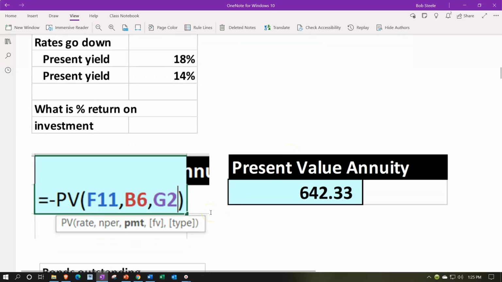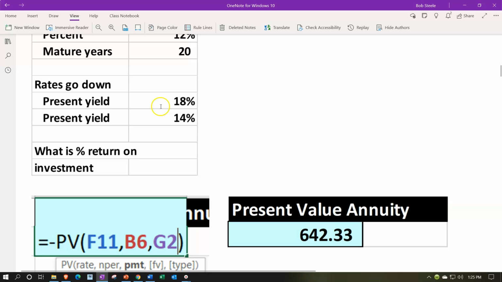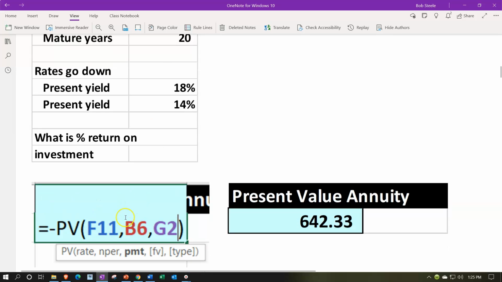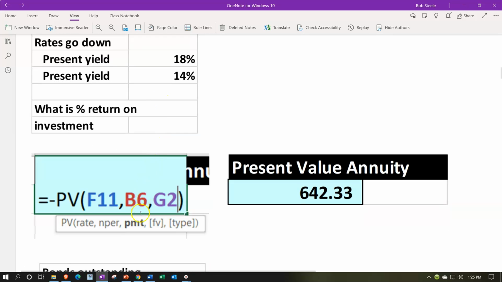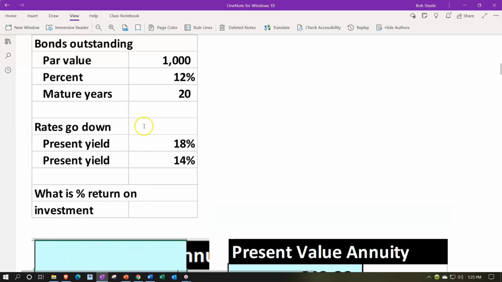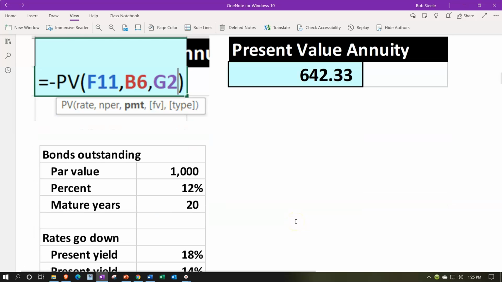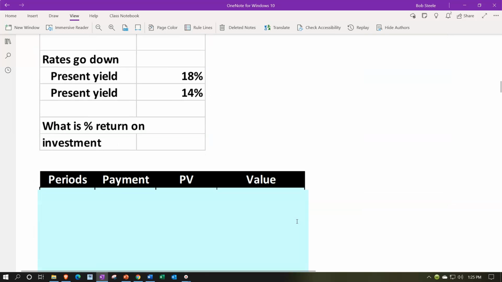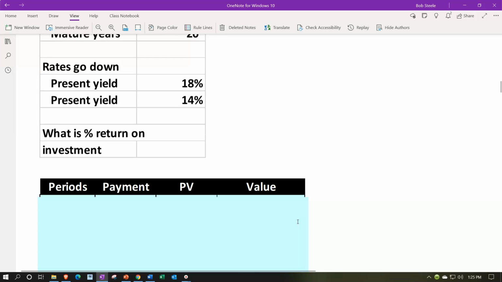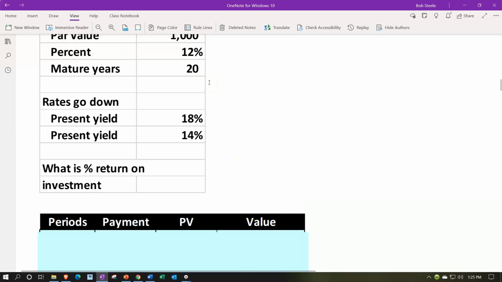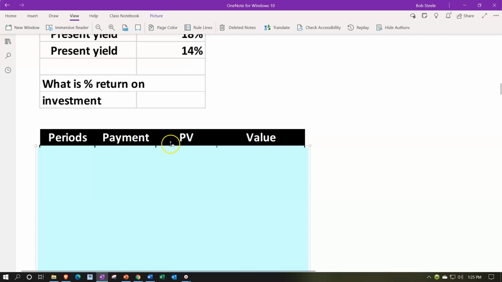The easy way to do it is with Excel, where we have the present value, and the rate would be the market rate, we're talking 18%, comma, number of periods, that's going to be the 20, and then the payment, because it is an annuity portion, that would be the 1,000 times the 12%, which would give us that 642.33 again. We can do that breaking that present value of an annuity out into 20 present value of 1 calculations. And it's useful just to understand that theoretically, so we'll do that quickly.